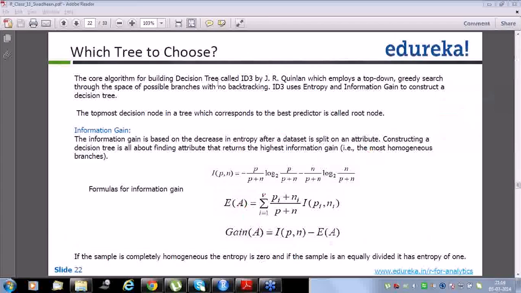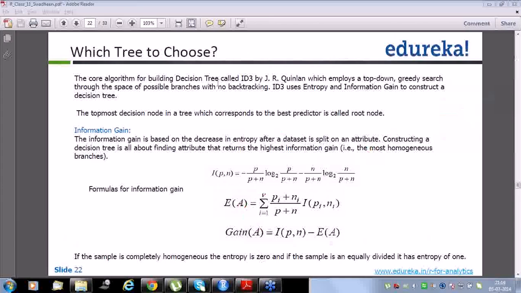Which tree to choose? The core algorithm for building decision tree is called ID3 by J.R. Quinlan. So ID3 is the algorithm name which is developed by J.R. Quinlan, which employs a top-down greedy search through the space of possible branches with no backtracking. ID3 uses entropy and information gain to construct a decision tree. Now, what is this entropy and information gain?